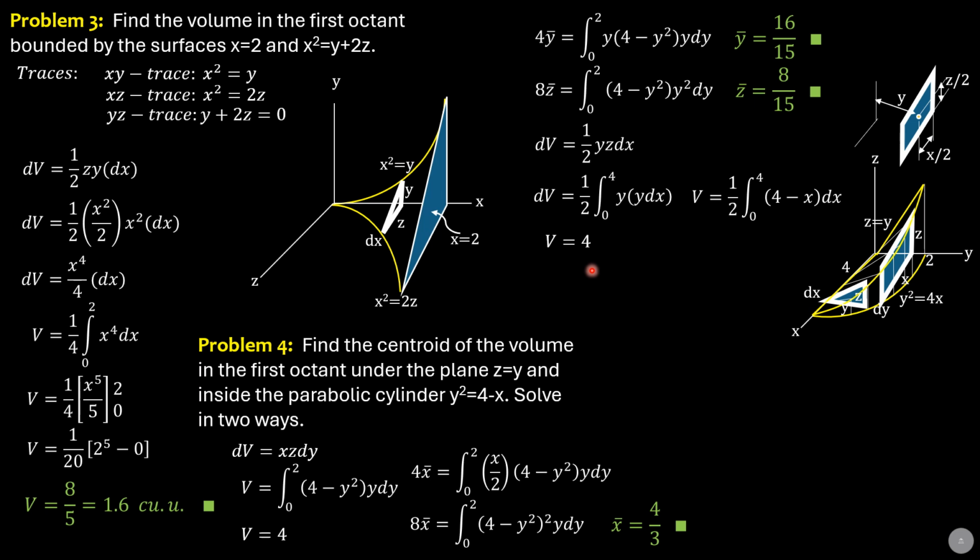Now that 4 is found, we again apply first moment of a mass. Volume times bar x equals integral of x sub c dv, where x sub c this time is the distance of the centroid of this slab, which is parallel to the yz plane, is just x. Then differential volume is 1/2 of quantity 4 minus x dx. Again, the integral is simple. You can solve bar x equals 4/3.